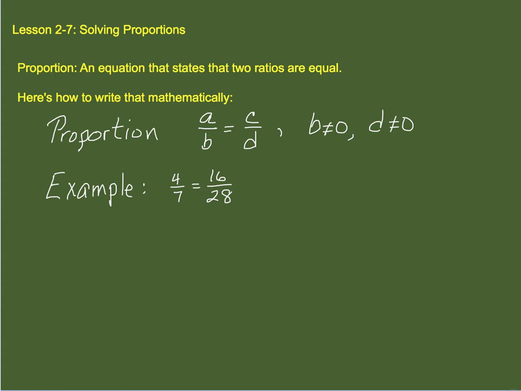Let's take a look at this example. The example is 4/7 equals 16/28. 4 over 7 is the a over b, and 16 over 28 is the c over d, and we note that b and d, that is 7 and 28, are not equal to 0.